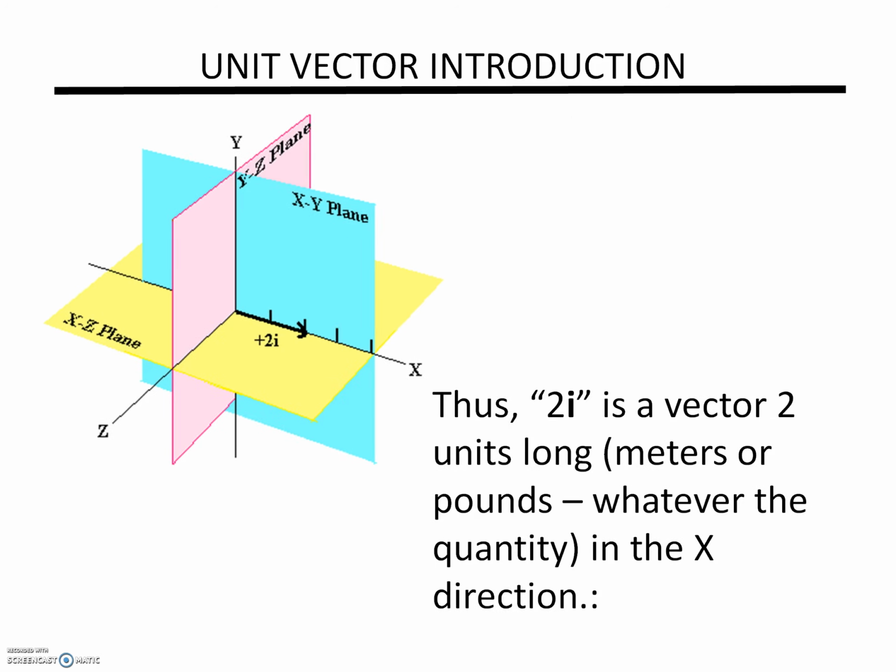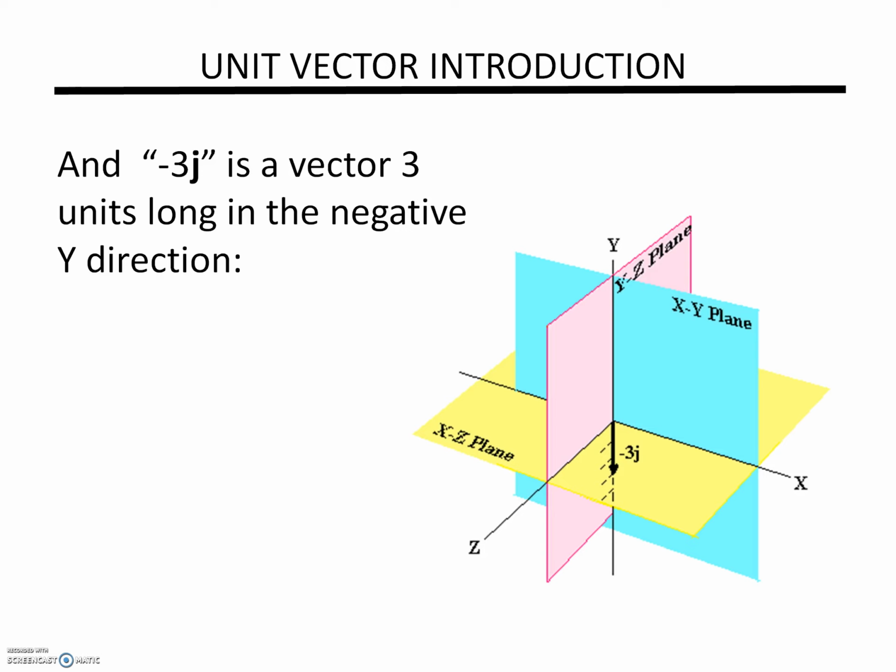So, how do we do it? Well, 2i is simply a vector 2 units long. Now, it might be 2 pounds in the X direction. It might be 2 meters in the X direction. It might be 2 meters per second in the X direction. Whatever the quantity is, that's what it represents. Minus 3j is a vector 3 units long in the negative Y direction.